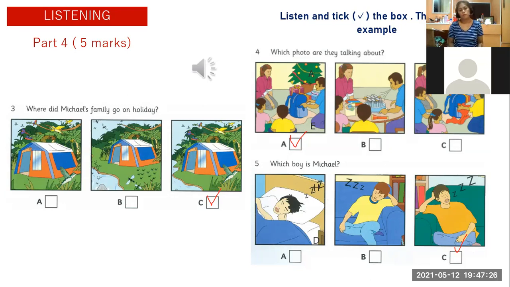5. Which boy is Michael? Oh, no. When did you take this picture? Last week. Don't you remember? You went to sleep. Where? Downstairs in the armchair, with your mouth open. You take lovely pictures of everybody else, but horrible ones of me.